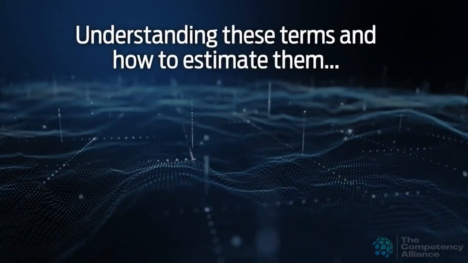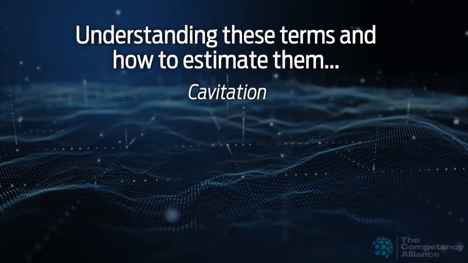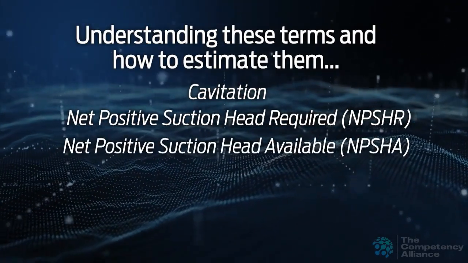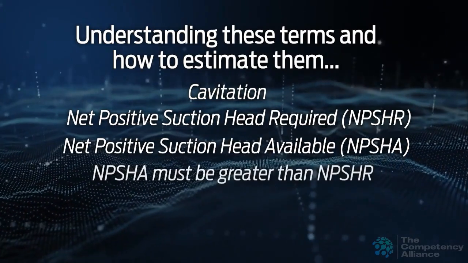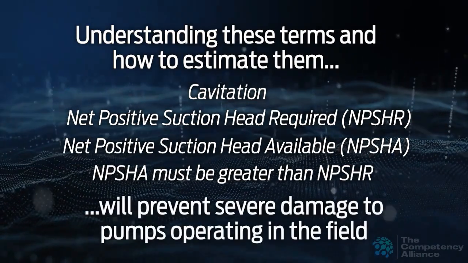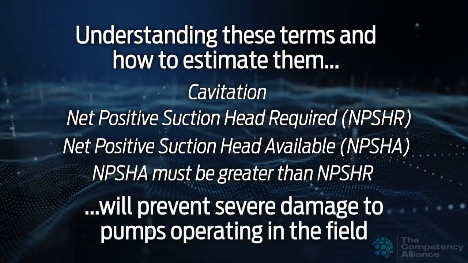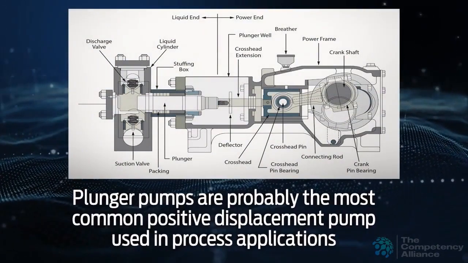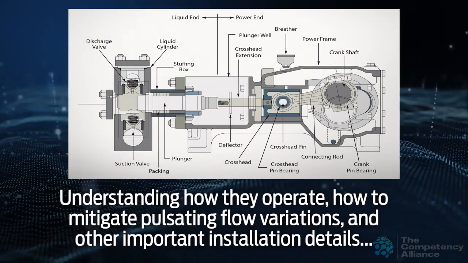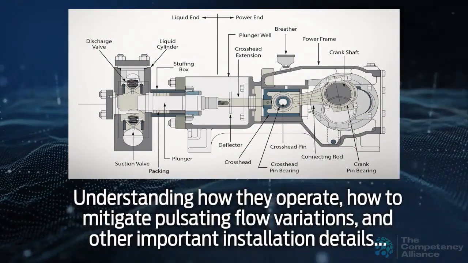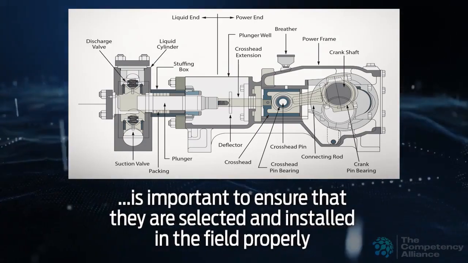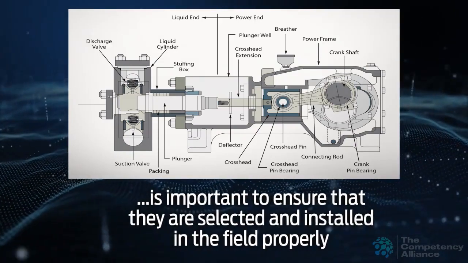Understanding these terms and how to estimate them: cavitation, net positive suction head required, NPSHR, net positive suction head available, NPSHA, and the fact that NPSHA must be greater than NPSHR, will prevent severe damage to pumps operating in the field. Plunger pumps are probably the most common positive displacement pump used in process applications. Understanding how they operate, how to mitigate pulsating flow variations, and other important installation details is important to ensure that they are selected and installed in the field properly.